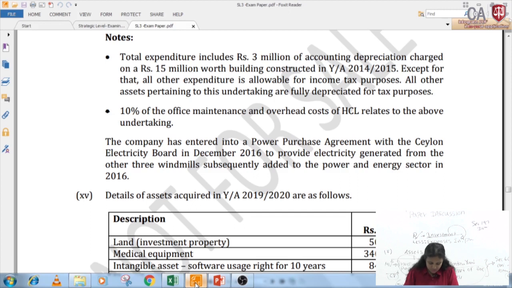Any person who has entered into a standardized power purchase agreement on or before 10th November 2016, then when was this entered? It is in December 2016. Is that on or before, or on or after? On or after. Then can you take that reduced tax rate of 14%? You cannot.